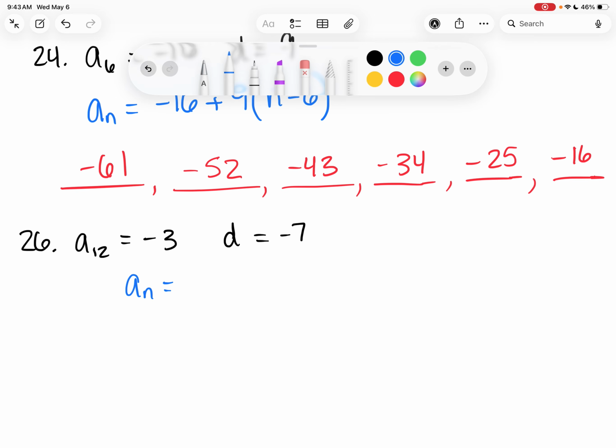Equals negative 3 plus 7. Well, notice it's negative 7. So you can either say plus negative 7, or you can just say minus 7. Either way is fine. I'll just do it like that. Minus 12. Yep.